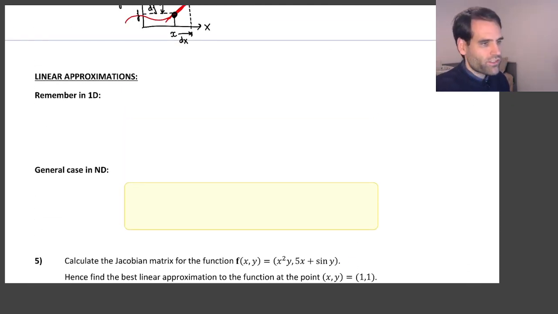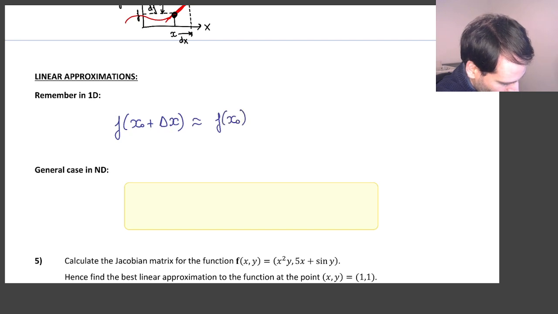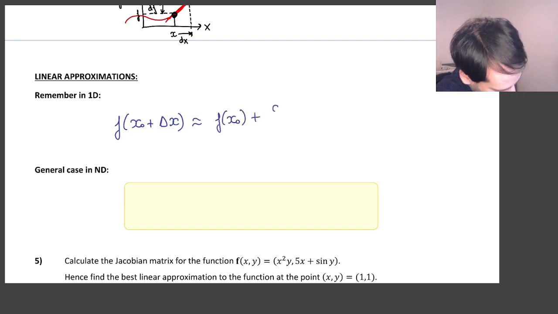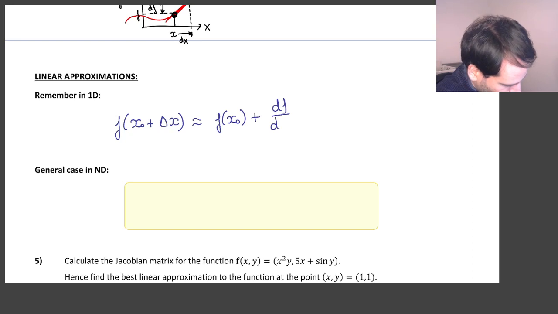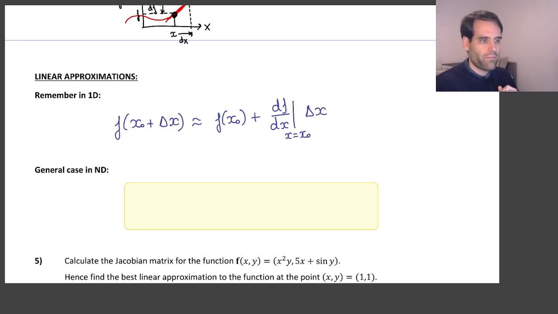Let me write it here. In one dimension we just saw that the way to find the linear approximation is that f of x0 plus delta x is approximately equal to f of x0 plus the derivative of f with respect to x evaluated at x equals x0 times delta x. This is how you do it in one dimension.